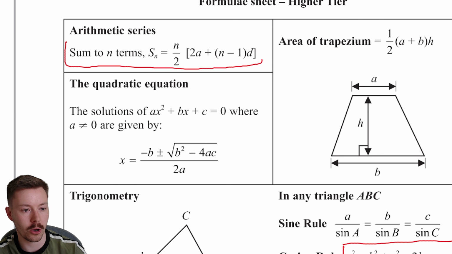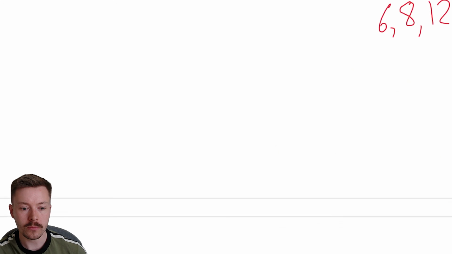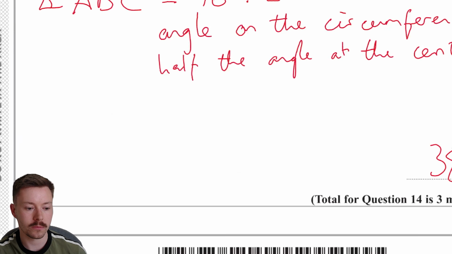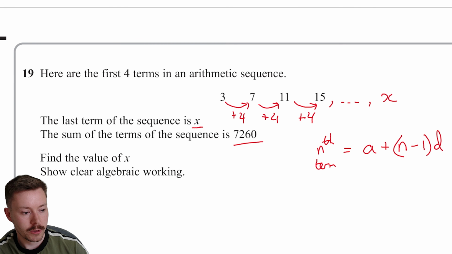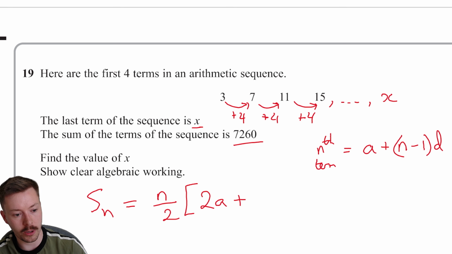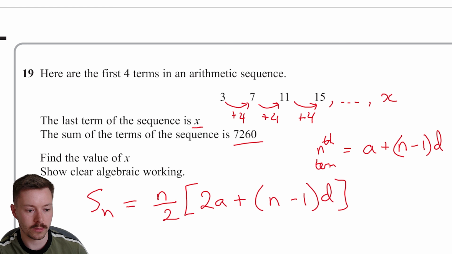Sum to n terms is n over 2, square brackets, which doesn't have to be, but it just separates out from these curly brackets, n over 2 brackets 2a plus in brackets n minus 1 d. So let's write that down, all the way back down. Nearly there. Okay, here we go. So, sum is n over 2, 2a plus n minus 1 d. We are going to use that and substitute the values in.